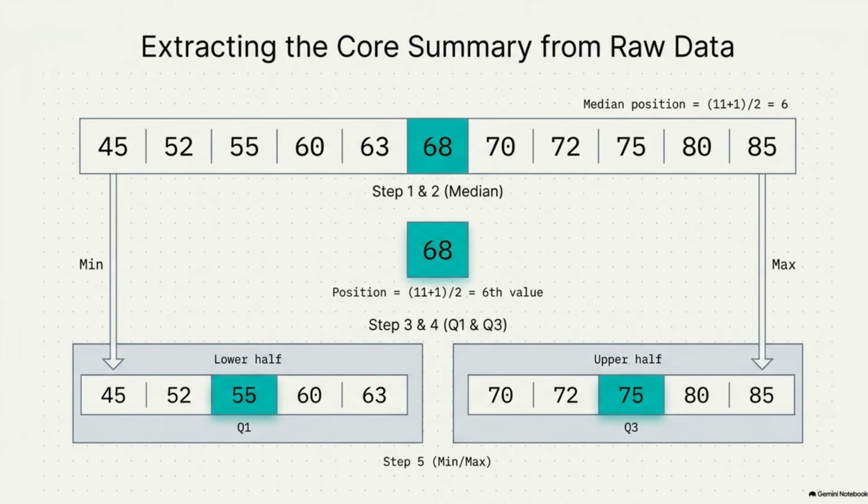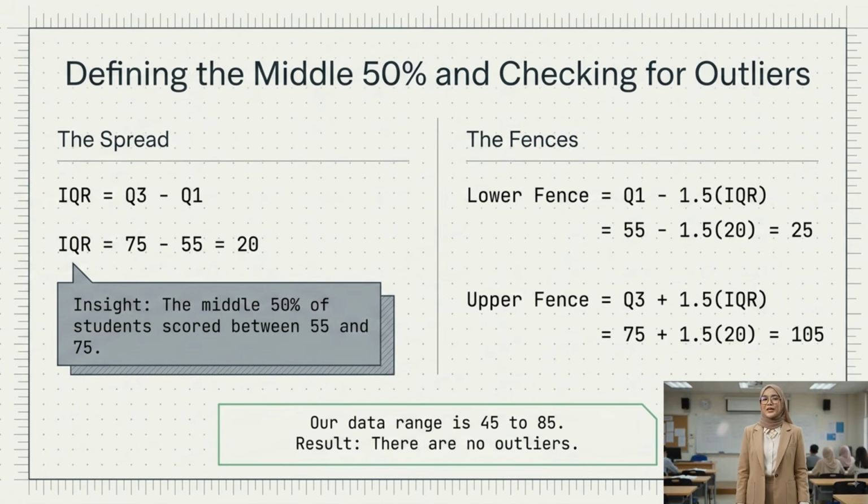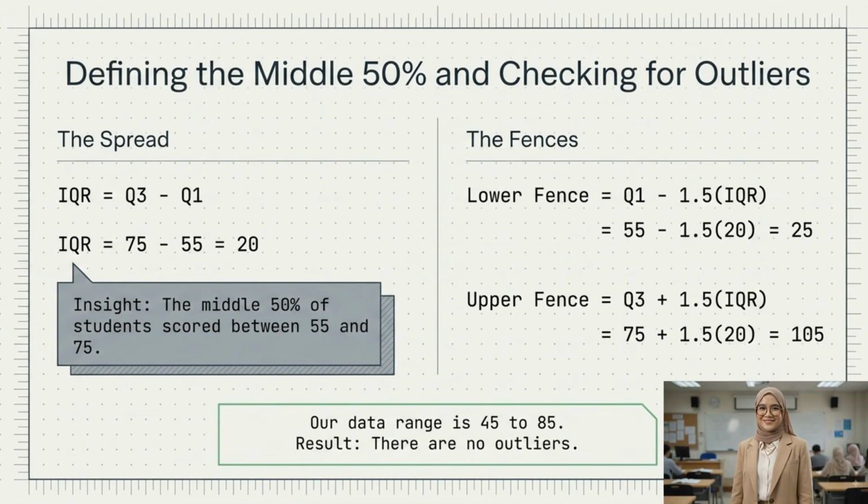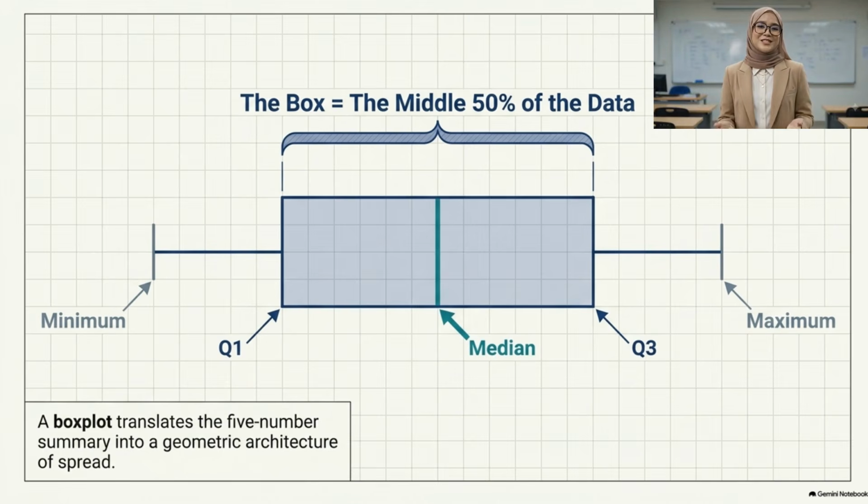To extract a core summary, we identify the 5-number summary: the minimum, the first quartile, the median, the third quartile, and the maximum. Next, we calculate the interquartile range to define the middle 50% of the data and use fences to check for potential outliers. A box plot visually represents this 5-number summary, creating a geometric architecture of the data spread.